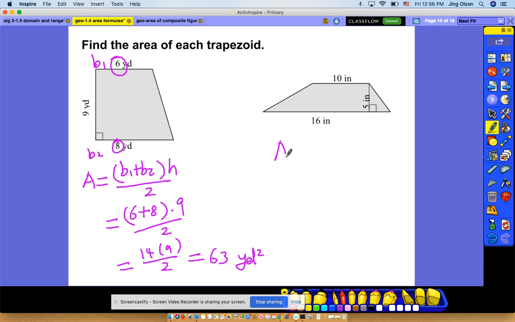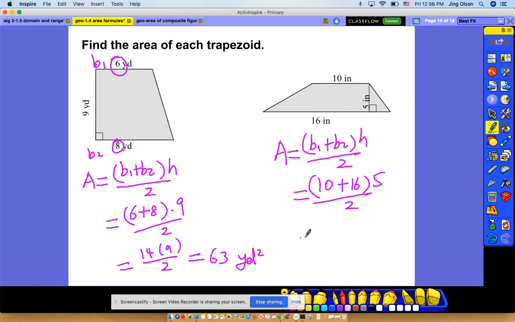Same thing for this one. Area is base 1 plus base 2 times height divided by 2. Base 1 is 10. Base 2 is 16. The height is 5. Then divided by 2. 10 plus 16 is 26. So 26 times 5 divided by 2. You can do 26 divided by 2, which is 13. Then 13 times 5 is 65. Okay, 65 inches squared. When you know the formula, it makes it a lot easier to use.